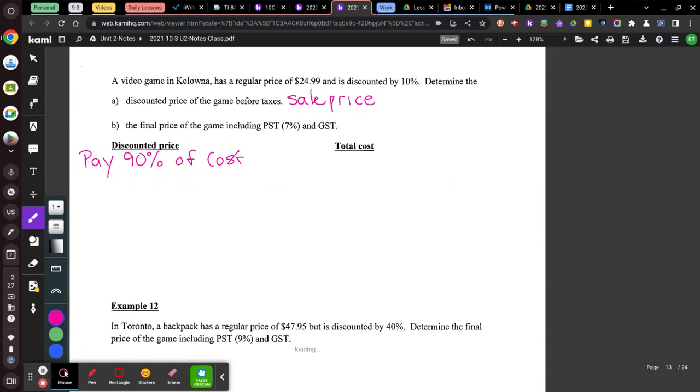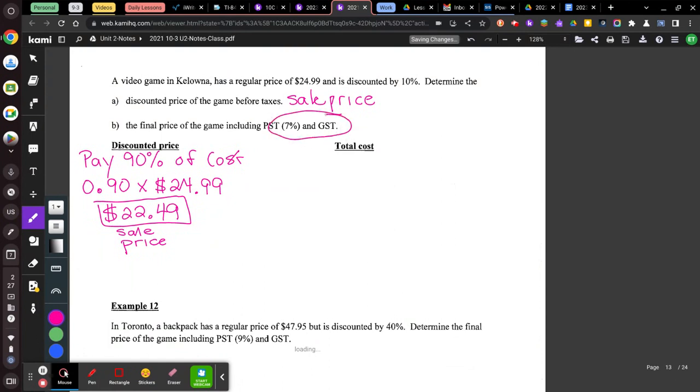So that means I'm going to take 0.90 times $24.99. That's going to give us $22.49. Okay, that's our sale price. So now that I've got the sale price, I've got to multiply it by the tax. My tax is 7% PST plus 5% GST. So 7 plus 5 is equal to 12% tax.